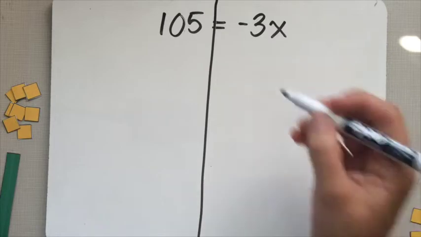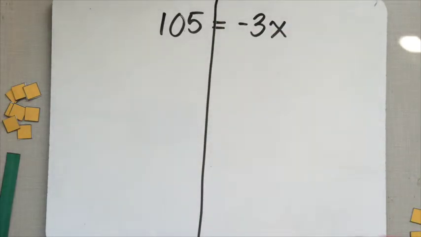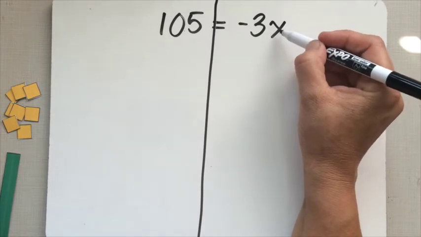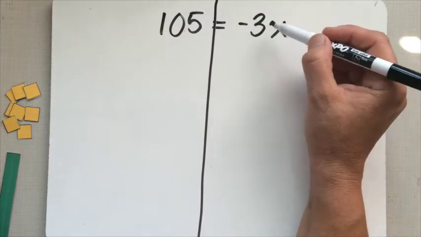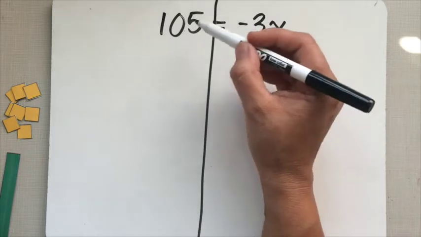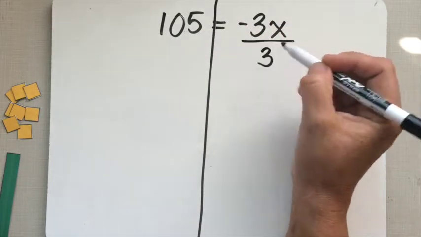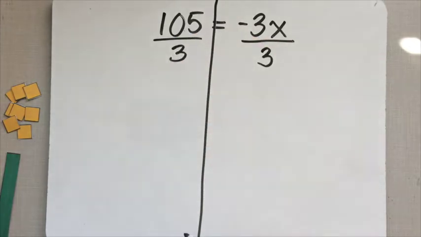All right. I drew a line down the middle. I can keep that even if I'm not using my tiles. And I find my variable. It's over here, the x. I've got 3 groups of negative x, and I've got 105 positive ones. I'm going to do the inverse of multiplying by 3. I'm going to divide both sides by 3.